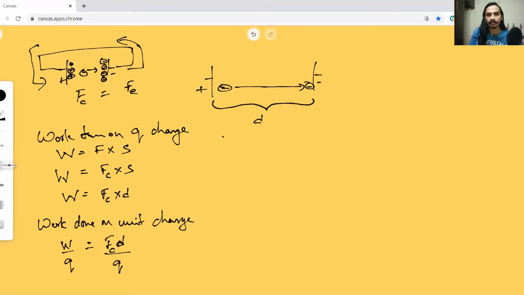We also know that Fc and Fe are equal, from this relation over here. So this W by Q, I can also write as Fe into D divided by Q.